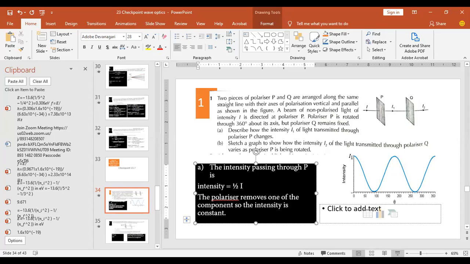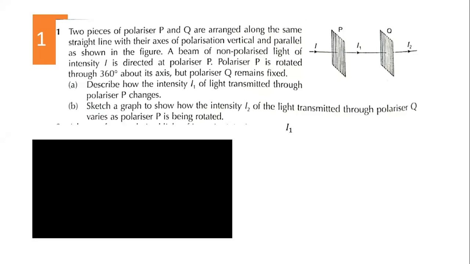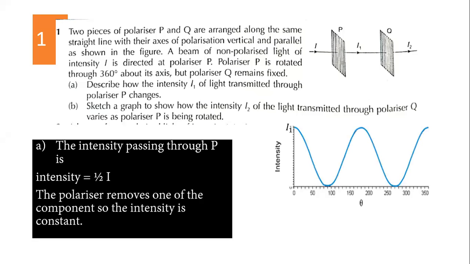The other one is just memory work. Sketch a graph to show how the intensity I2 of light transmitted through polarizer Q varies as polarizer P is being rotated. That's all. Memory work. Any comment? Anything not clear? Sure, you copy down whatever you don't know. Don't depend on always recording to help you. Copying down is a way to force yourself to remember.